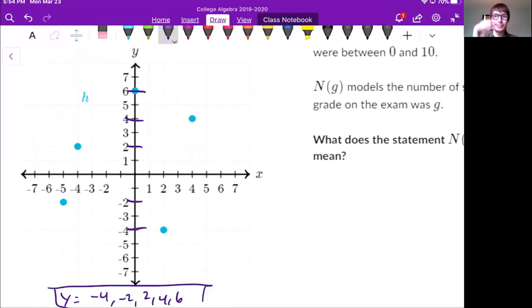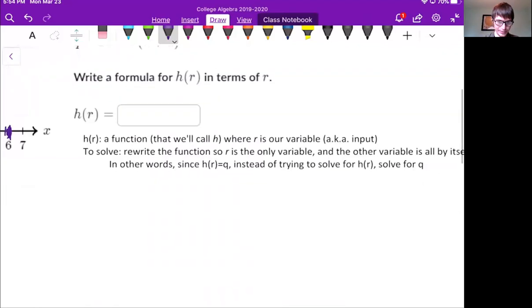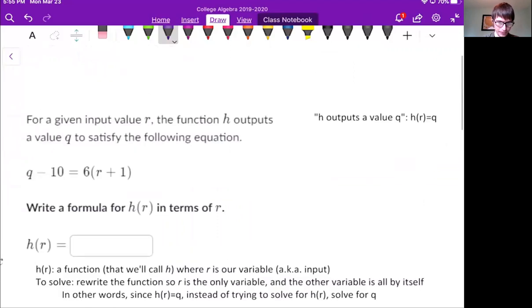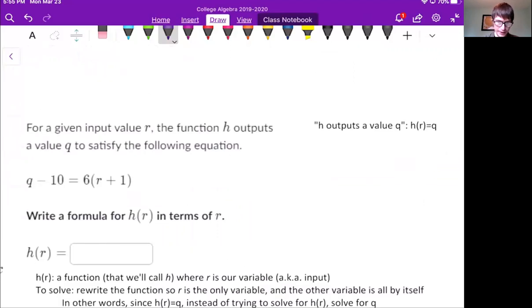Cool. Let's move on to the next one. The next one says this: for a given input value r, the function h outputs a value q to satisfy the following equation. q minus 10 equals 6 times r plus 1. Write a formula for h of r in terms of r. Let's first break down what it's saying inside the actual words. It says for a given input value r, the function h outputs a value q to satisfy this equation beneath.